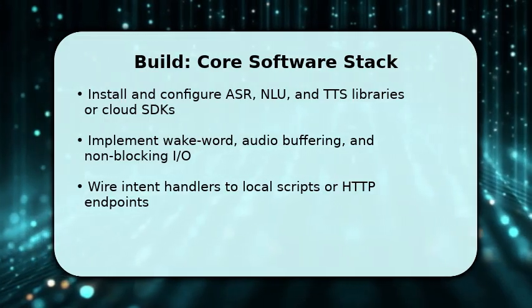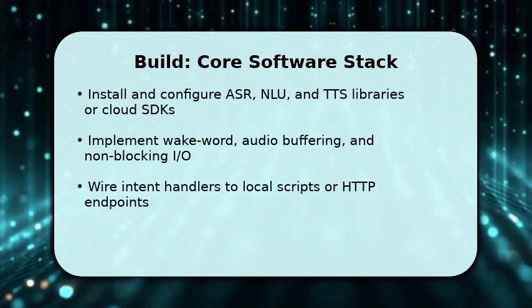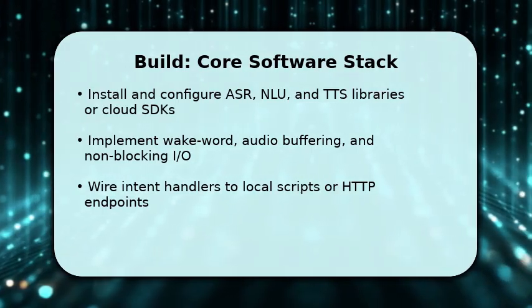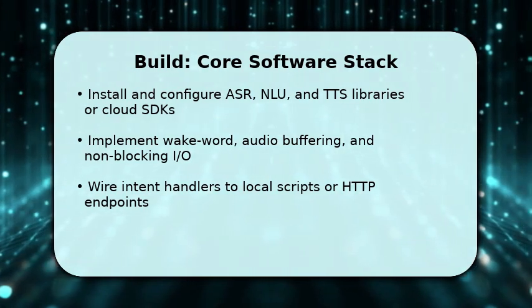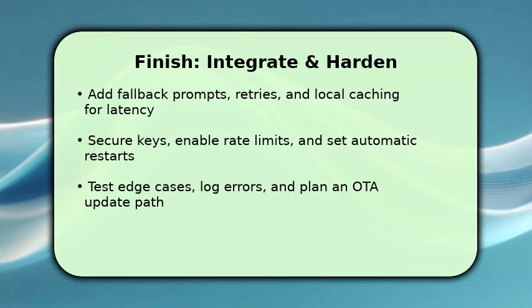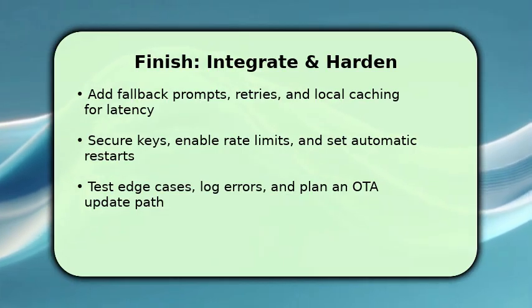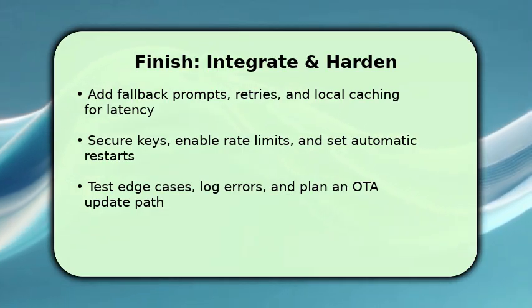intents to handlers. Make sure handlers run in separate threads or subprocesses to keep responses snappy. Test each module independently, then complete the system by integrating fallback prompts and local caching so the assistant remains useful if the cloud is slow.